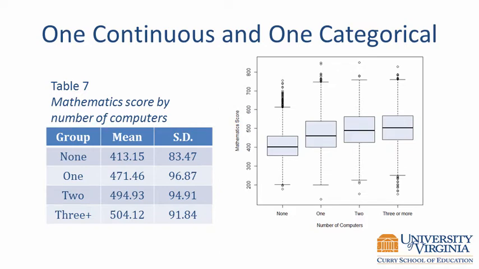Less obvious is the way to illustrate the relationship between one continuous and one categorical variable. A side-by-side box plot shows a box plot of the continuous variable at each value of the categorical variable. This figure shows the distribution of mathematics scores at each value of number of computers in the home. You can clearly see that as the number of computers increases, so too do mathematics scores. The relationship is also evident in the table, where mean math scores are presented for each value of the number of computers.